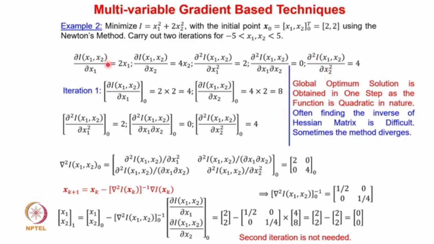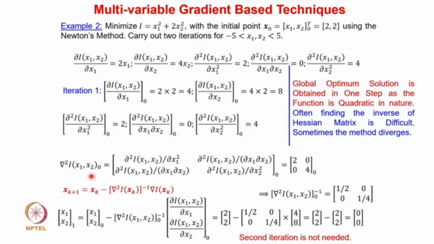So we can put the initial values of the variables x1, x2, 2 and 2, in all these first order and second order derivatives. So you can see that dou I by dou x1, which is given as 2x1, we can obtain that equals 4. Dou I by dou x2, 4x2, so that comes out to be 8. Whereas dou square I by dou x1 square comes out to be 2 directly, isn't it? If I double differentiate, I am going to get only 2. The double derivative of function I with respect to dou x1 dou x2 is 0. Again, the double derivative of function I with respect to x2 comes out to be 4.